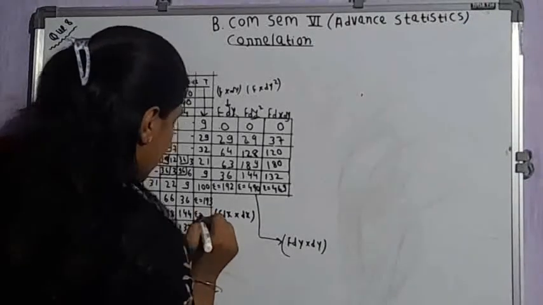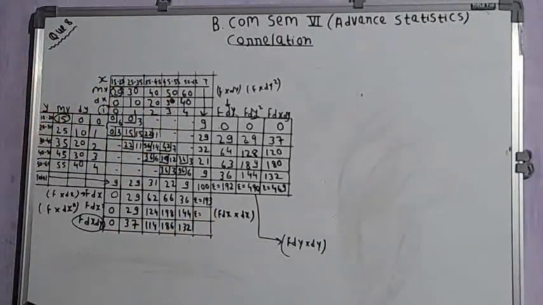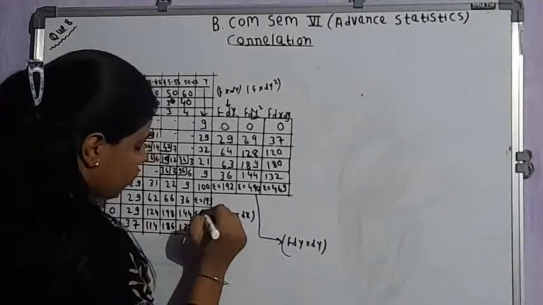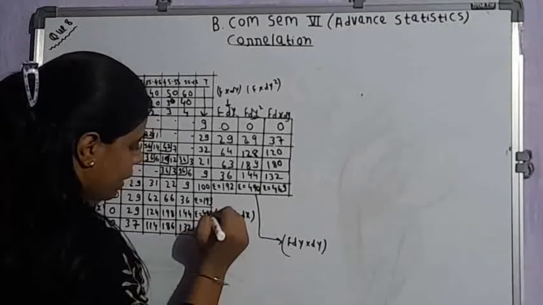So for this we have to add all these numbers, that is 29 plus 124 plus 198 plus 144. So it would come to 495. So summation f dx square would be equal to 495.